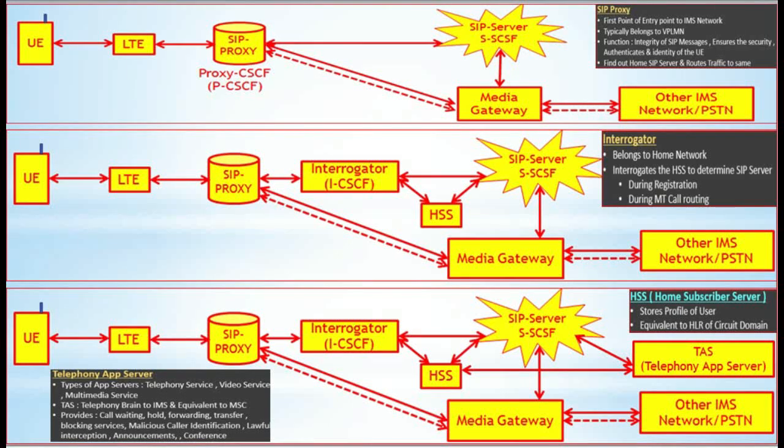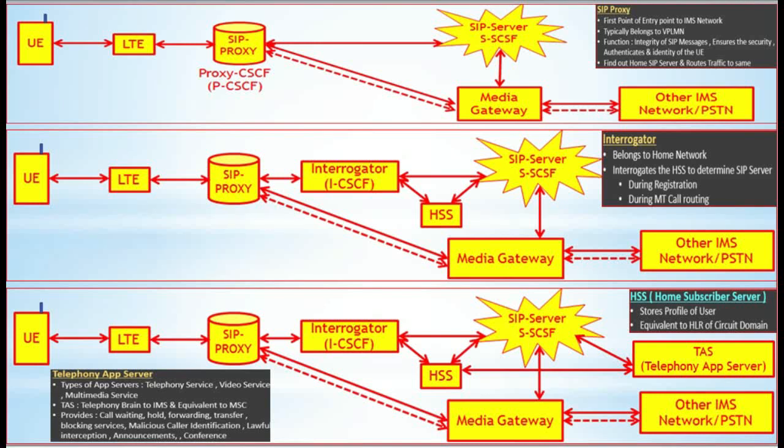This SIP proxy has several important functions such as validating the correctness of SIP messages, ensuring security, and authenticating and asserting the identity of the UE. It finds out the home SIP server and routes traffic to the same.